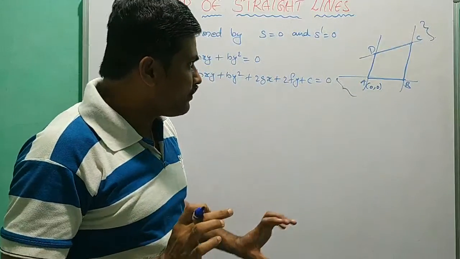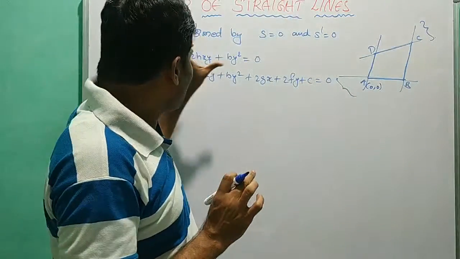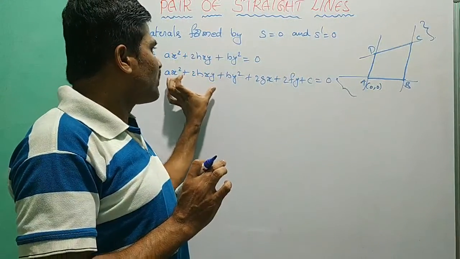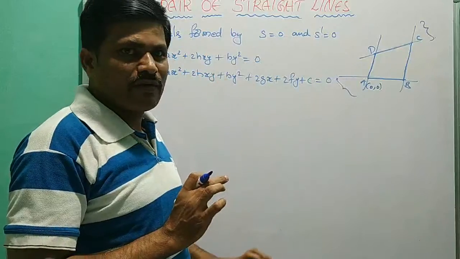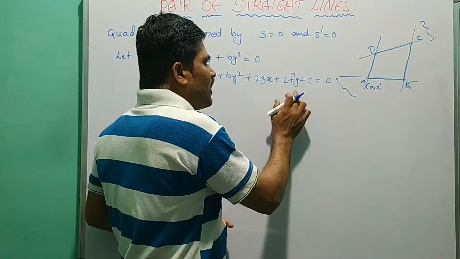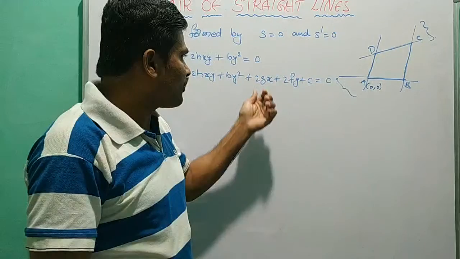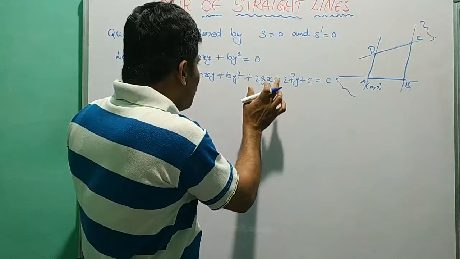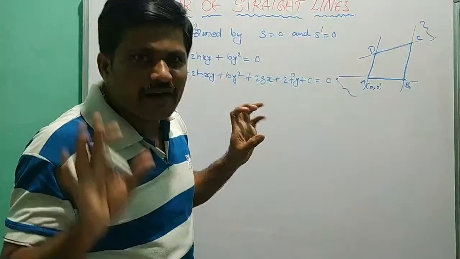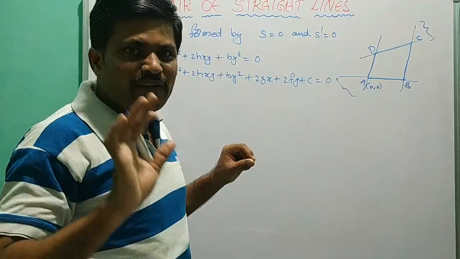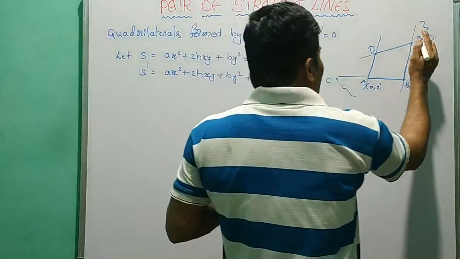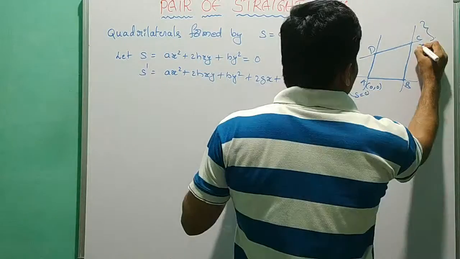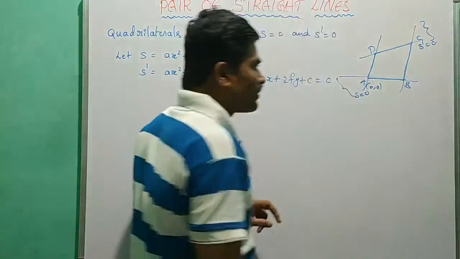Similarly, we have to observe the second pair. In that second pair, ax square plus 2hxy plus by square, these terms are common up to y square terms. The remaining terms are 2gx plus 2fy plus c. Now clearly we have to observe that the second pair does not pass through the origin. Here that pair is S dash, this is S equal to 0, this is S dash equal to 0.